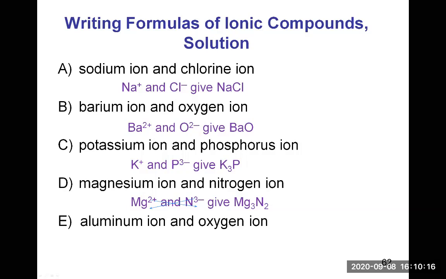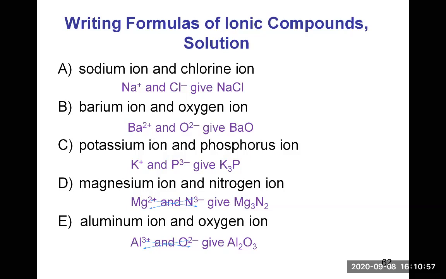So aluminum and oxygen, so Al3+ and O2- will give Al2O3. So here again you can do the crisscross trick that shows that the 2 from oxygen will become a subscript 2 for aluminum, and the 3 from the aluminum will become a subscript 3 for oxygen. Or you can also see that, again, between 2 and 3, to make the same number of positive and negative charges, you need to go up to 6.